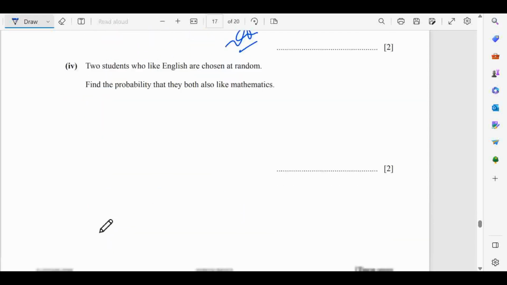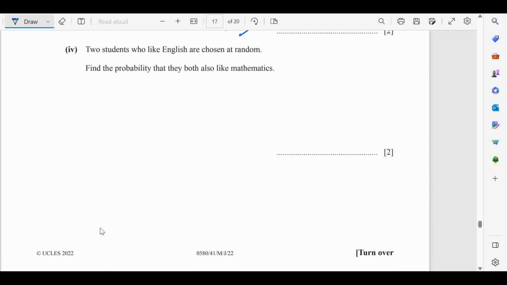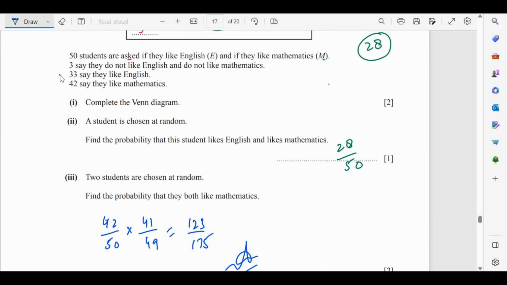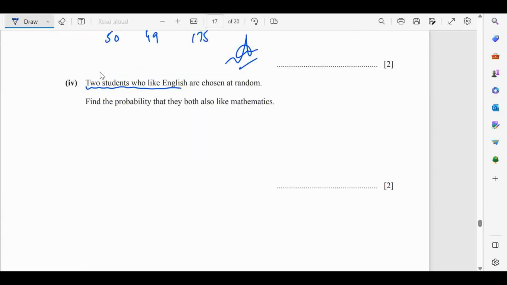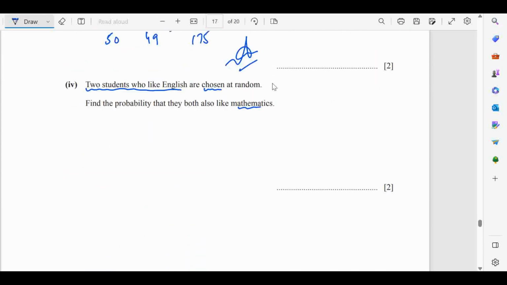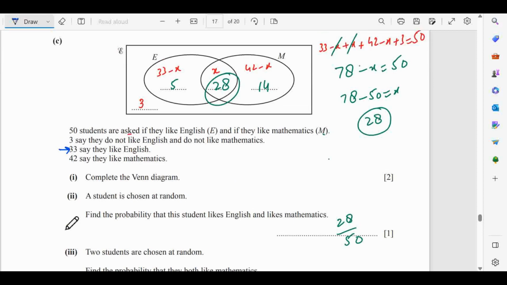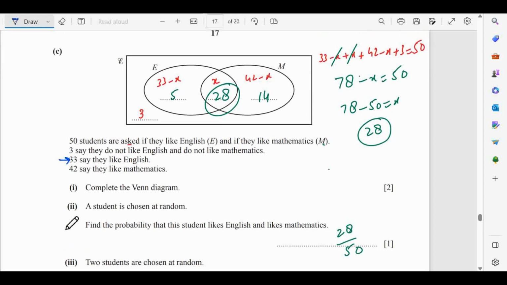Let's move to the fourth part. Two students who like English are chosen at random. Find the probability they both like mathematics. So two students who like English. Let's see, the number of students who like English is 33. So we have 33 students who like English, and we need to choose from them. So this must be in mathematics. The number of students who like mathematics and English is 28.